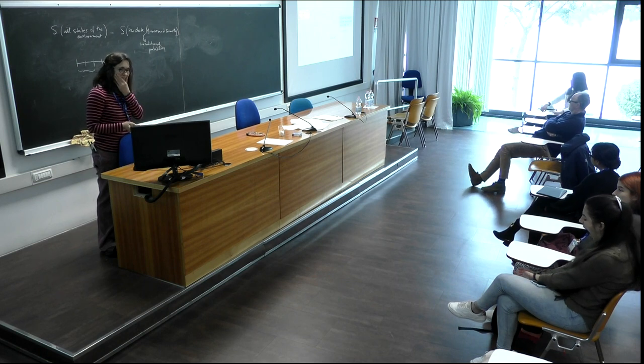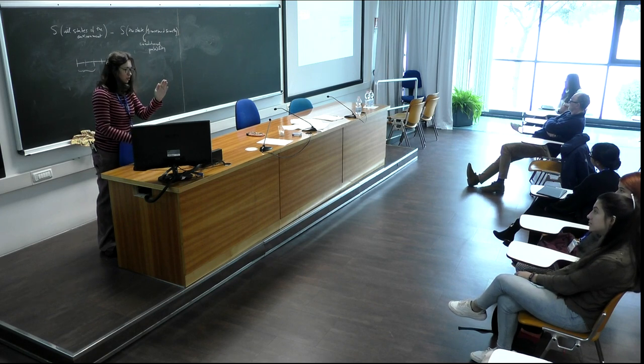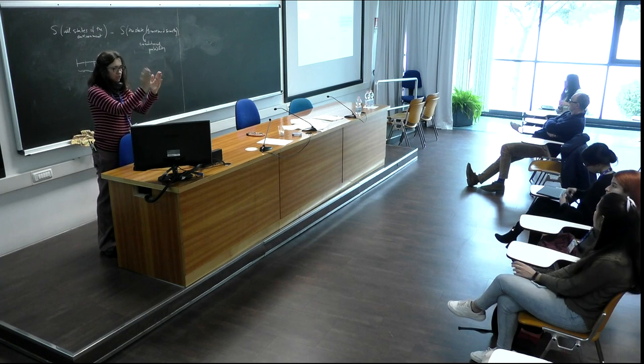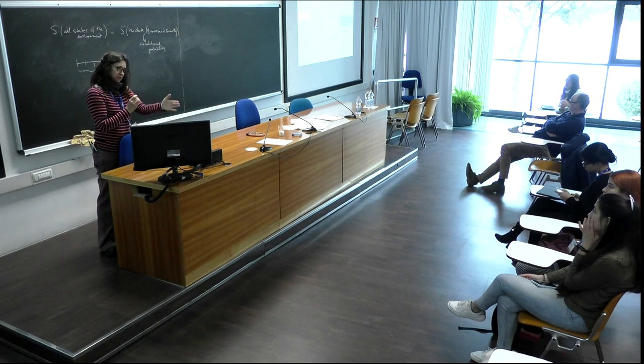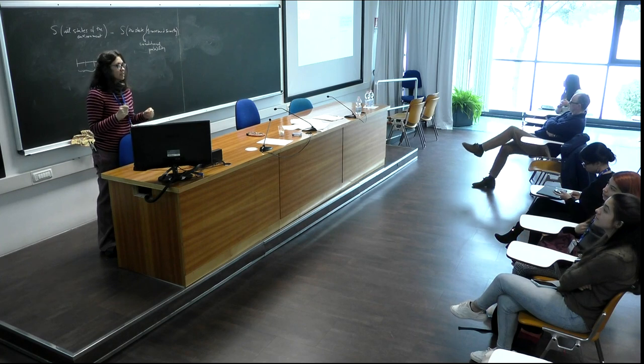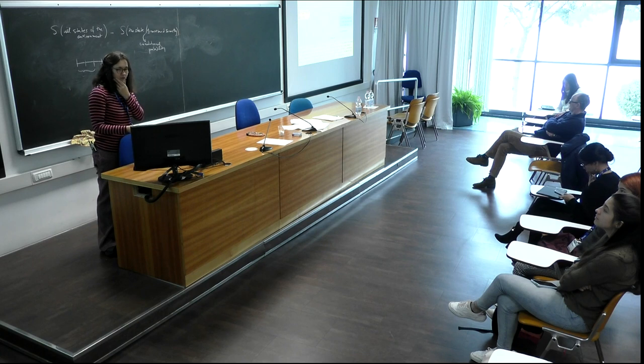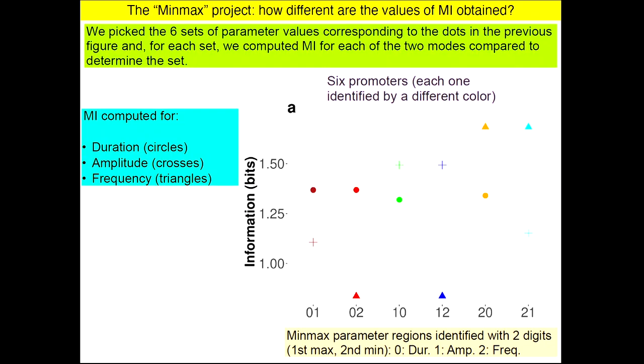sets of parameters, which is what we did. We compared duration with amplitude, maximizing duration, minimizing amplitude, then maximizing amplitude, minimizing duration, and so on. So it's six possibilities. It's like having six options of promoters. And then what we found was that this is the information, the mutual information, as a function of the six promoters that we picked. Each promoter is plotted with a different color.